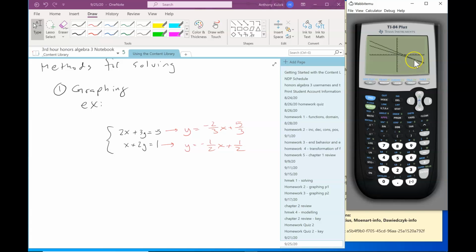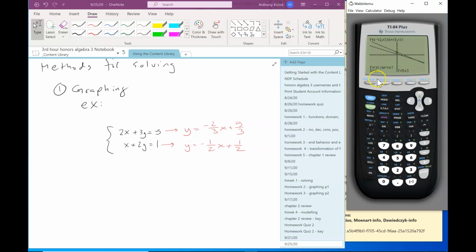So my intersection appears to be somewhere over here. You guys agree with that when you look at the picture? Yeah? Okay. So to find that specific point of intersection, I'm going to press second and the trace button. Just like we did to find the maxes and mins, what command from this list sounds like the one that I need? Intersect. So I'll pick that command.